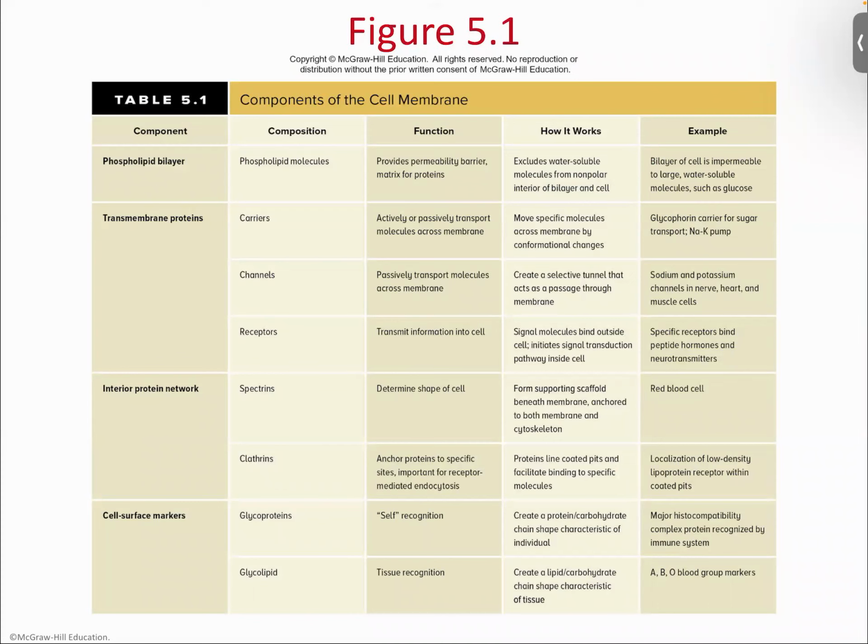And this is just a table for you table folks of different types of transmembrane proteins and cell surface markers and things like that. This kind of puts everything together for you guys in one table. That's for you table folks who like to study off of tables.